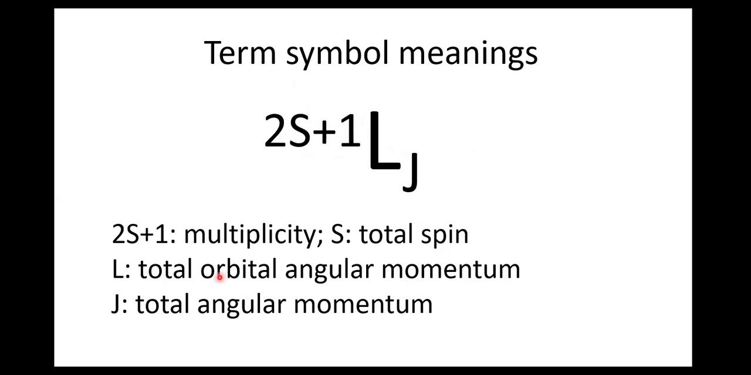And L stands for the total orbital angular momentum. That's basically the vector coupling between the different electrons. And J is the total angular momentum, so that includes both the orbital part and the spin part, right?